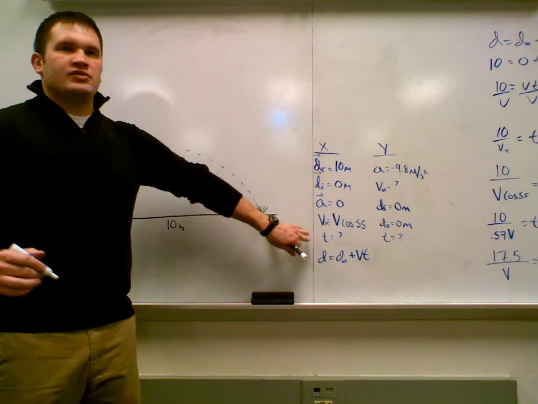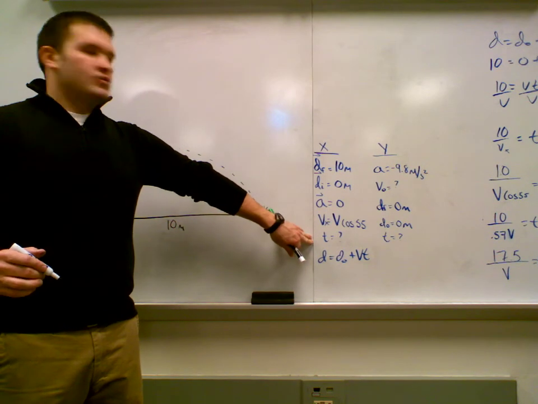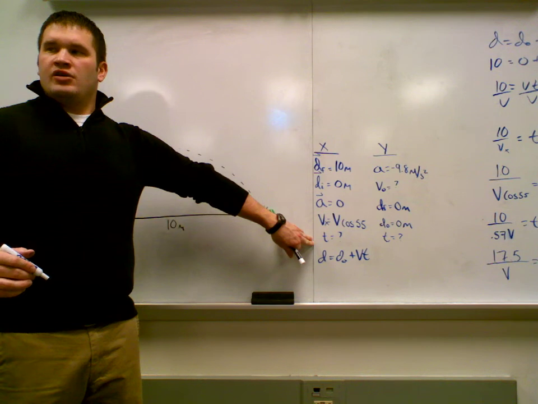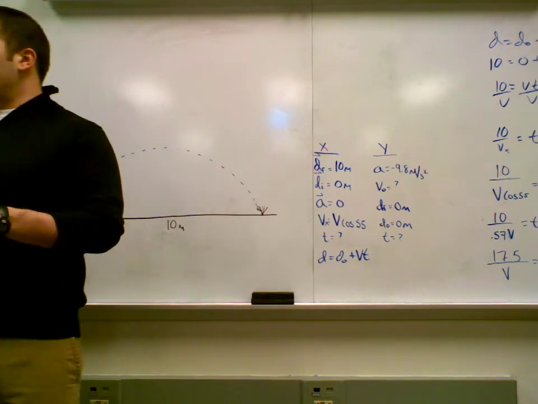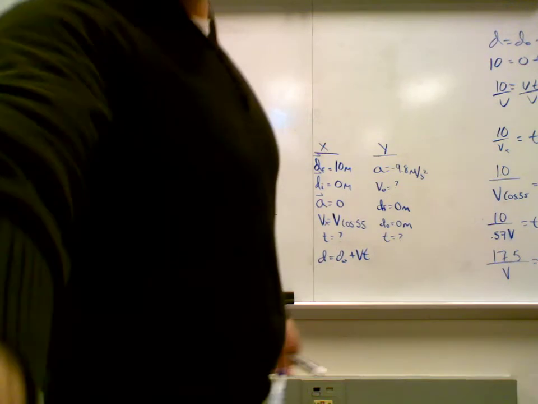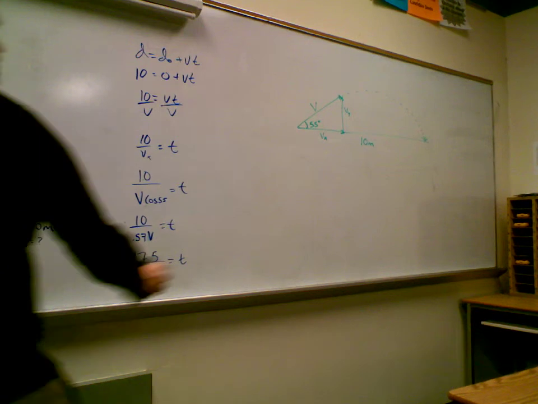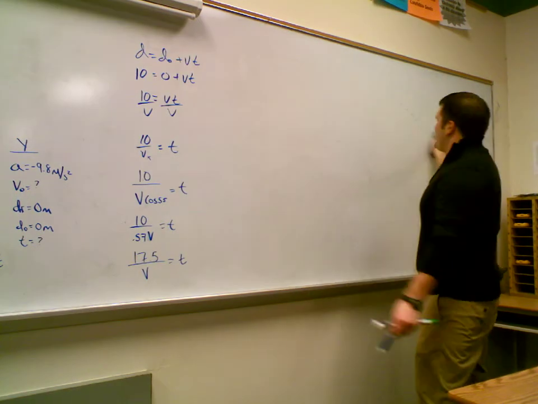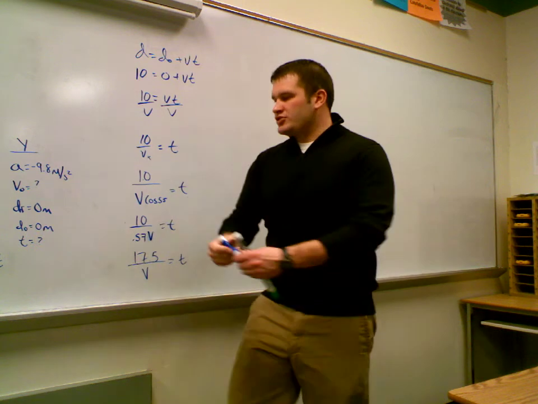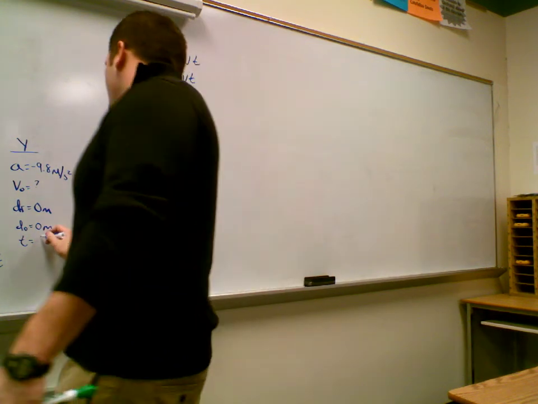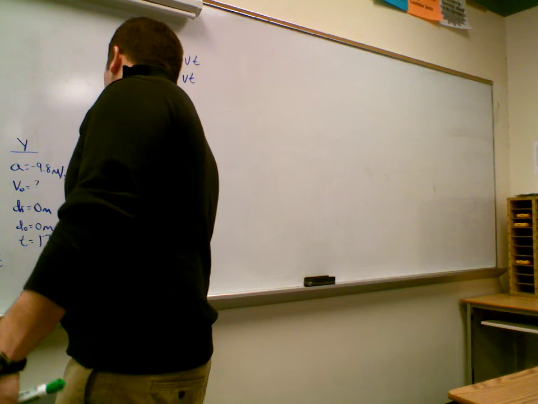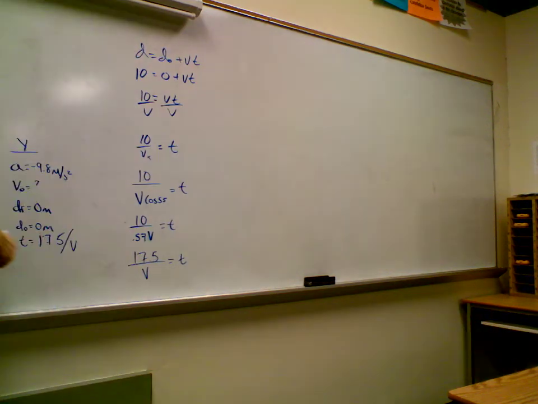And that's in the x direction, right? Now, if that's the time in the x direction, does that apply to the y direction? Okay. So that means I can take what I know for my time in the x direction and apply it to the y direction. So now I know this t right here is 17.5 over v, where v is my actual total velocity. It's not my y or my x, it is my velocity initial. Right, does that make sense?